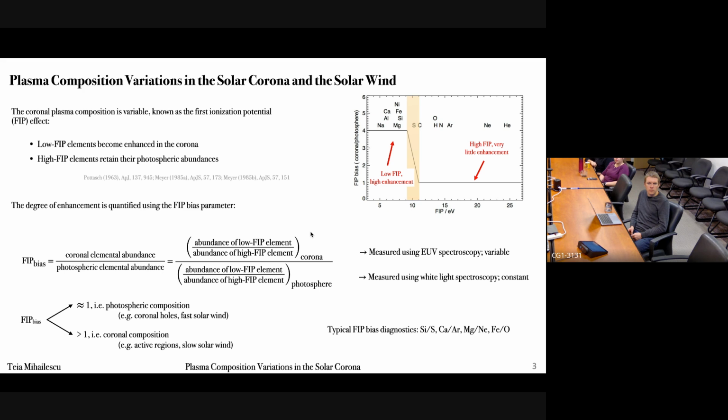So a few typical FIP bias diagnostics are silicon to sulfur, calcium to argon. These are common in Hinode EIS observations or data analysis. And then we have magnesium to neon, which is typical for Solar Orbiter SPICE. And iron to oxygen is a typical one measured in the solar wind, which people use to relate in situ observations to on disk observations.